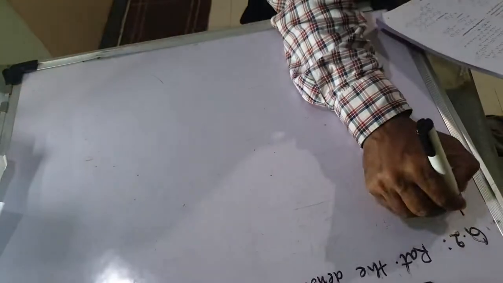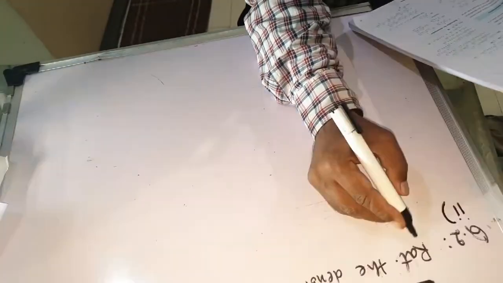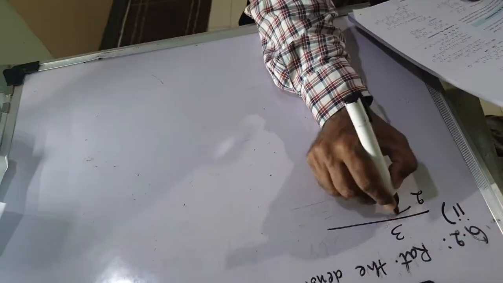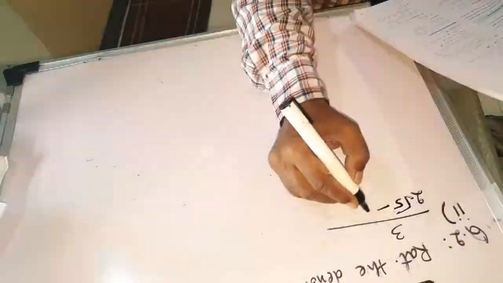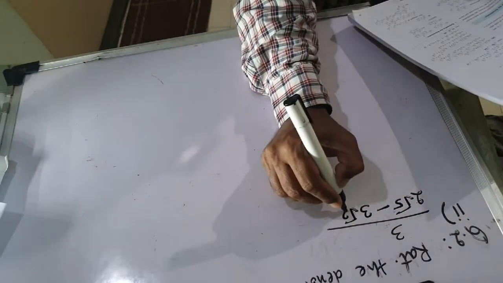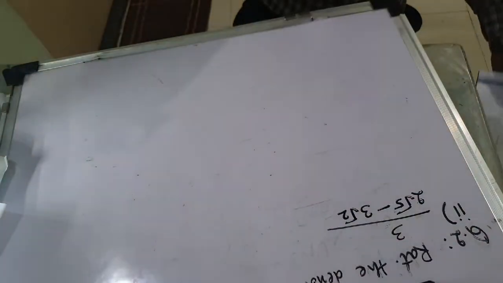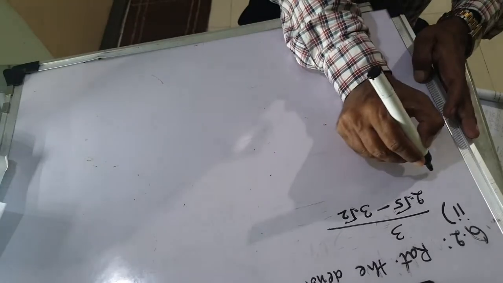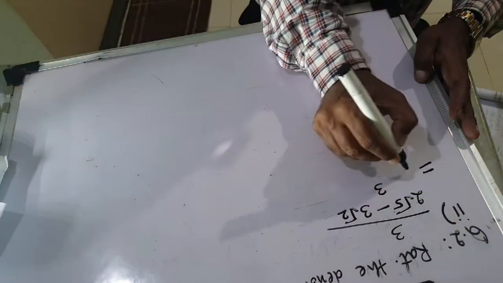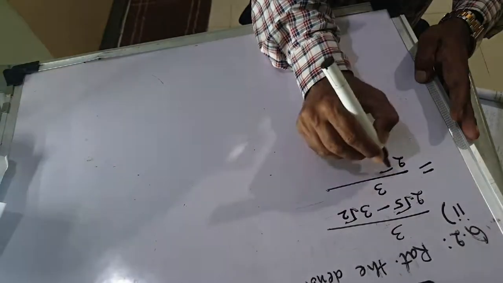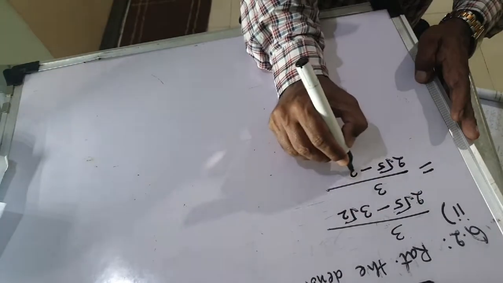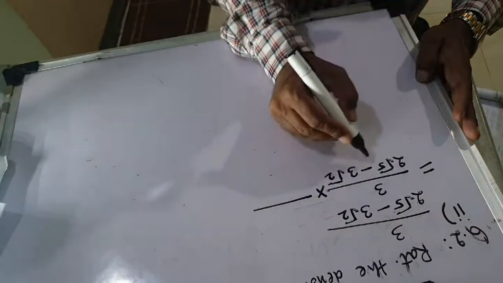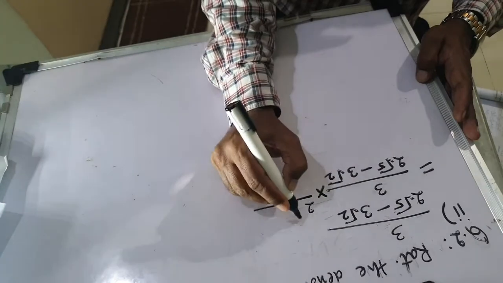The second one is 3 upon 2 root 5 minus 3 root 2. So whatever may be the number, see in the denominator, change this sign, multiply and divide. That is our way of solving this. 2 root 5 minus 3 root 2, multiply and divide by the conjugate. So change this sign and that will be the conjugate.